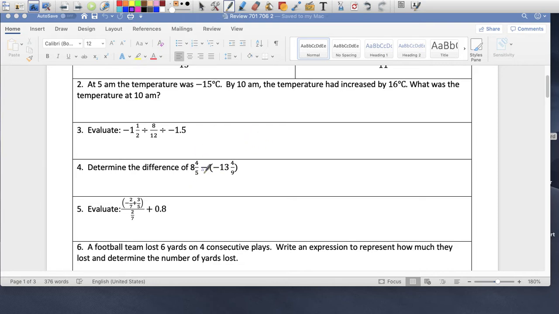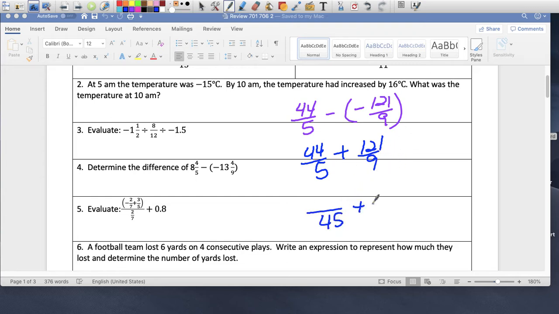Okay. Determine the difference. Now, the first thing I'm going to do is actually change this to an improper fraction. So 8 times 5 is 40, so it's 44 over 5, minus negative 9 times 13 is 117, plus 4, 121 over 9. Okay, so I just changed the mixed numbers to improper. I'm now going to change the subtraction problem into an addition problem. Keep, change, and change this to the opposite, which is negative 121 over 9. The beauty about this now is it's an addition problem, so I have nothing to worry about.